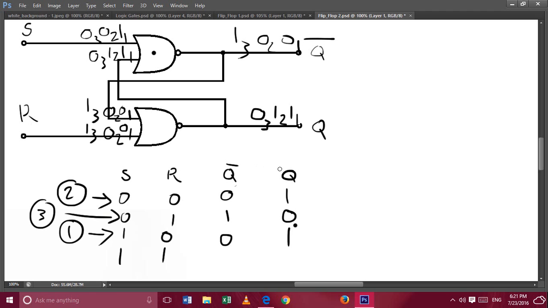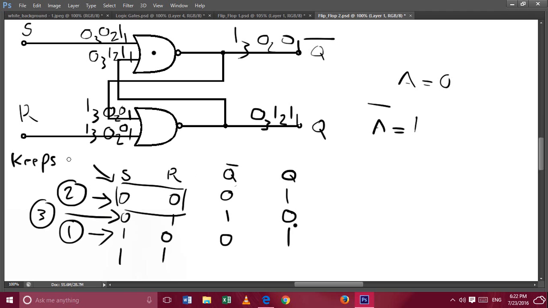Q bar here is always the complement, which is the opposite. Guys, in circuits, once you see this symbol here, like if A equals 0, then A bar should be 1, right? That's why we are calling this Q bar and Q. So again, we know that this preserves the previous state. And we know that this is forbidden, right?